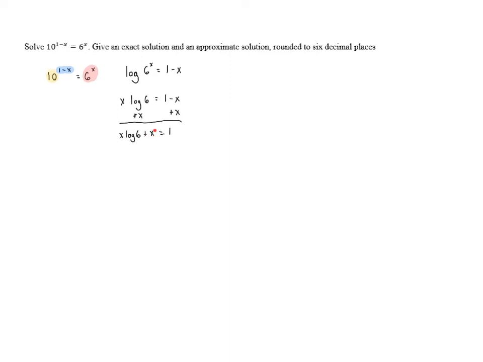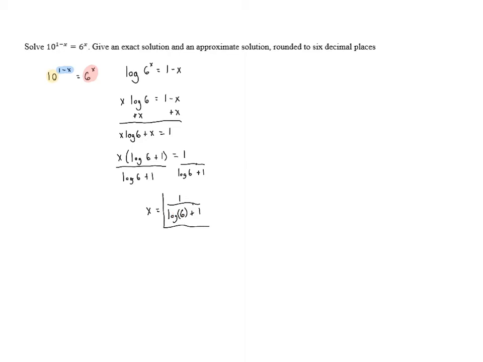And now it's difficult to combine these two terms with x's because one has a log and one doesn't. But what we can do is factor out the x on the left-hand side, writing this as x times log 6 plus 1 equals 1. And then to get the x alone, we divide both sides by log 6 plus 1. And so we end up with x equals 1 over the logarithm of 6 plus 1. And we can put the parentheses around 6 just to show that we're not taking the logarithm of the whole thing, 6 plus 1. We're taking the logarithm of 6 and adding 1 to it.